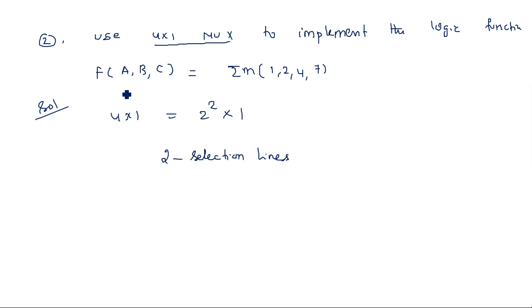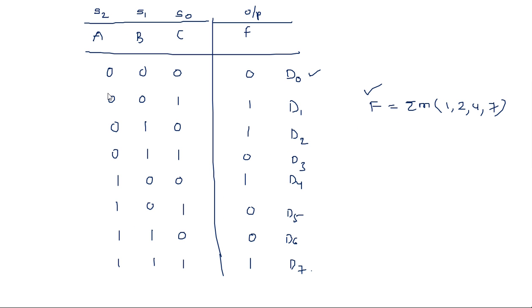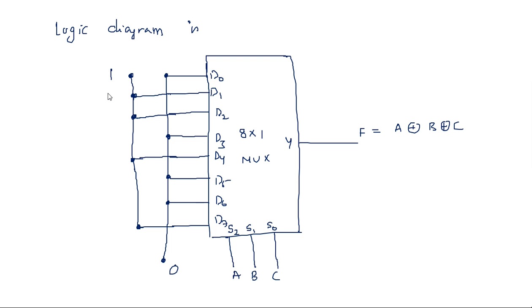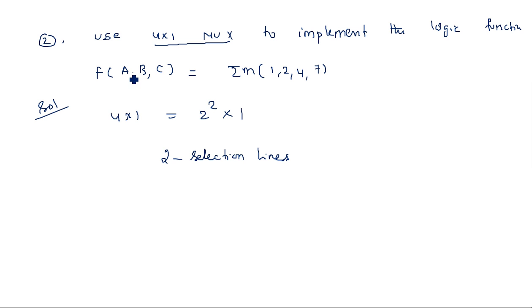In the previous example also you might have got the same 1, 2, 4, 7, right? Here also we have got 1, 2, 4, 7, but there we implemented the logic function using an 8 by 1 multiplexer because three selection lines A, B, C are there. When three selection lines are there, 2 power 3 gives you 8 inputs. So that is sufficient there.